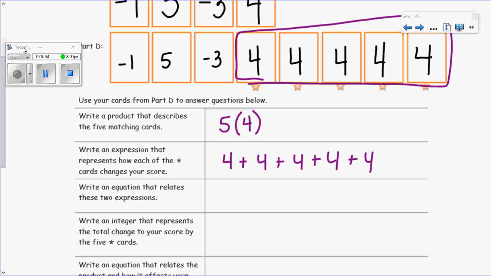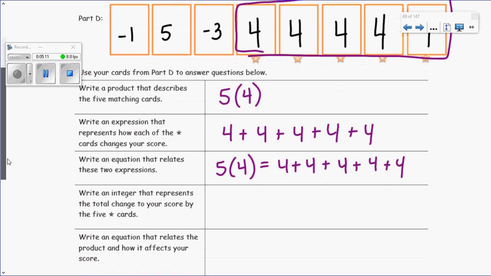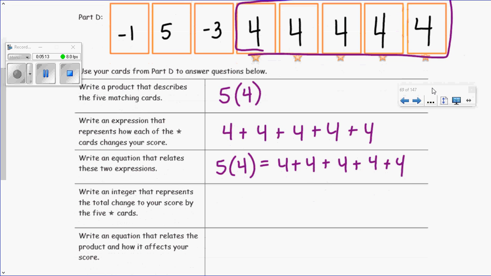And then the next line, this might seem repetitive to you, so this will go quick. It's just saying that 5 times 4 is equal to 4 added up 5 times: 4 plus 4 plus 4 plus 4 plus 4. Okay, so now the real answer, the real thing that we're looking for, is what does that equal? So what do those 4s equal? All those 4s equal 20. And that's because 5 times 4 is equal to 20.